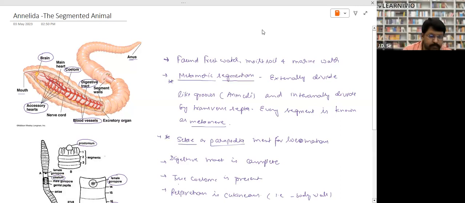Full stop. Next point. They have metameric segmentation. So we have already discussed that there are pseudometameric or metameric. Metameric segmentation means that externally as well as internally the body is divided into segments, right? So please note they have metameric segmentation.